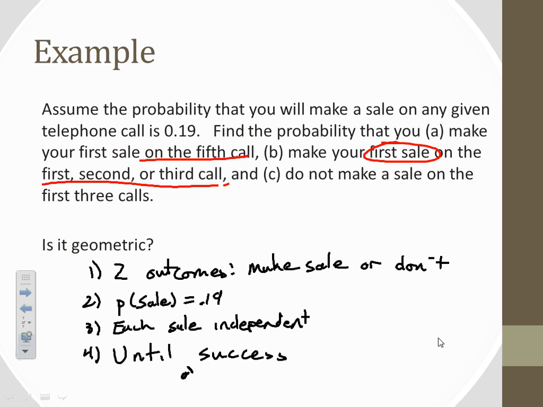So for part A, that'd be n equals 5. For part B, that'd be n equals 1, 2, or 3. And we'll see as we get more and more into this that a lot of those probability rules are going to come right back. And then for part C, you don't make a sale on the first 3 calls, so that would mean that n has to be greater than 3. As we get into how to start calculating this stuff over the next few days, it's just going to be important that we make sure that we know when things are binomial, when things are geometric.